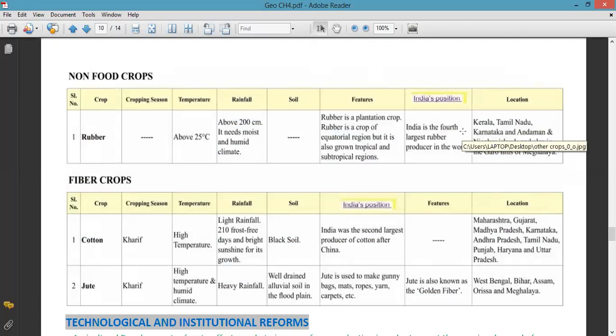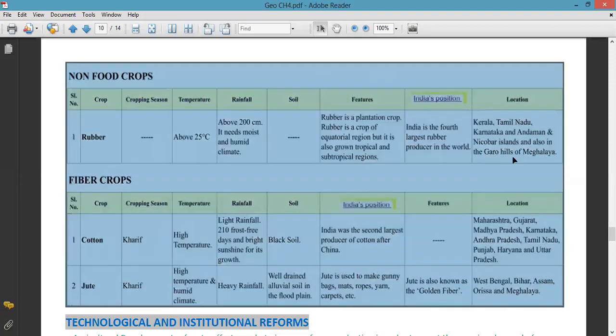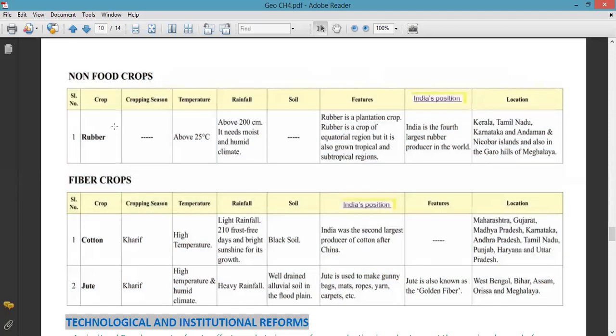Regarding India's position, India is the fourth largest rubber producer in the world, and China leads. I'm not sure about second and third place, because every 2 years the countries' positions may change. In India, major rubber producing states are Kerala, Tamil Nadu, Karnataka, Andaman Nicobar Islands, and also Garo Hills of Meghalaya, a northeastern state, and Tripura. In those states also, rubber plantation is famous.